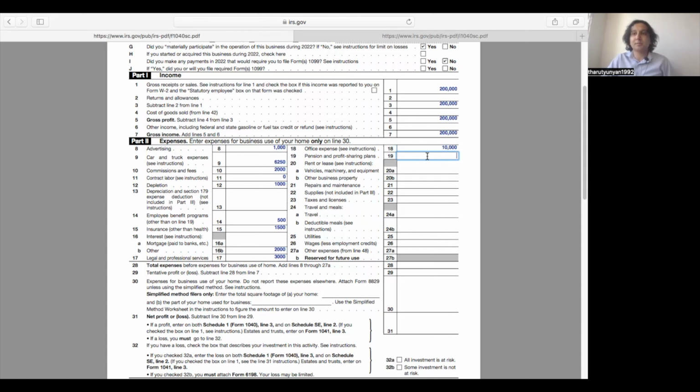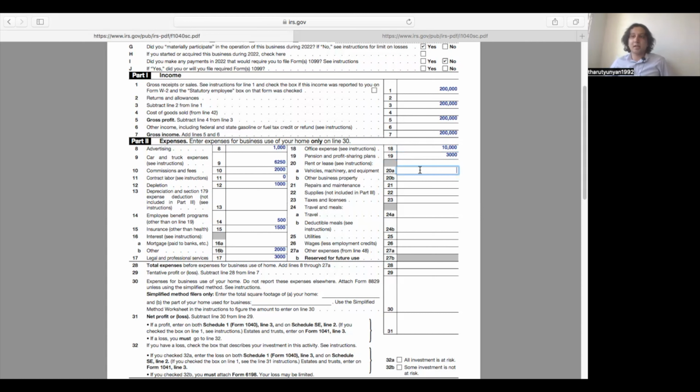Now, pension and profit sharing plans. Generally, this refers to whenever there is a retirement plan through the business for yourself or for your employees. So this can be directly deducted. Let's say there is a retirement plan, and let's say there's $3,000. Now, rent or lease: vehicle, machinery, and equipment.